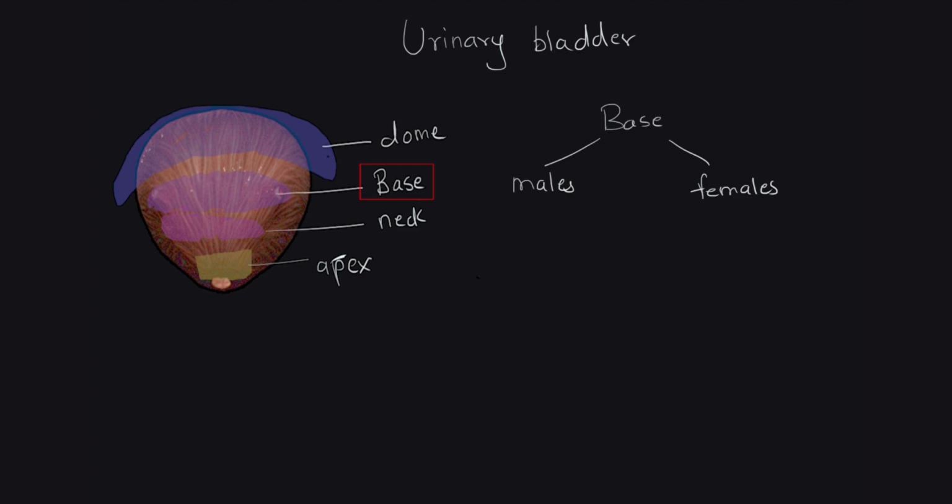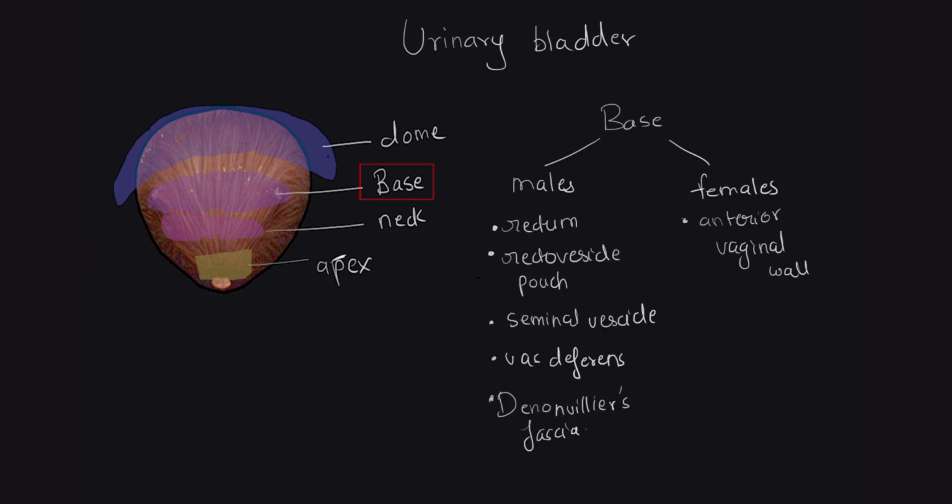Now, for the urinary bladder, we know that the urogenital area of the males and females are different. So, of course, although the urinary bladder as an organ remains constant, it's present both in males and females, the relations are different. So, for the base, for females it is related to the anterior vaginal wall, and for the males, it is more related to a lot of different structures like the rectum and the rectovesical pouch. Now, this pouch is formed by the peritoneum, so keep that in mind. And then we have the seminal vesicles, the vas deferens, and the denonvilliers fascia.